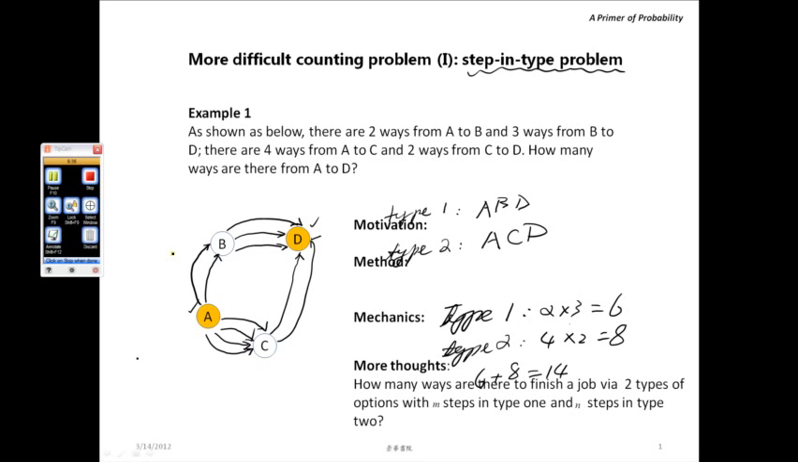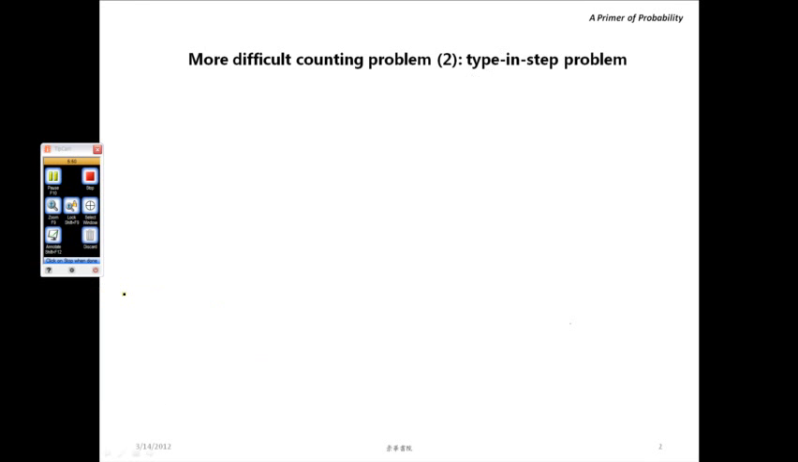Now, let's look at a different situation from example 1, which is more difficulty counting problem 2, type in step problem. So we move to the next one. To illustrate how it's different, I would like you to look at example 2.